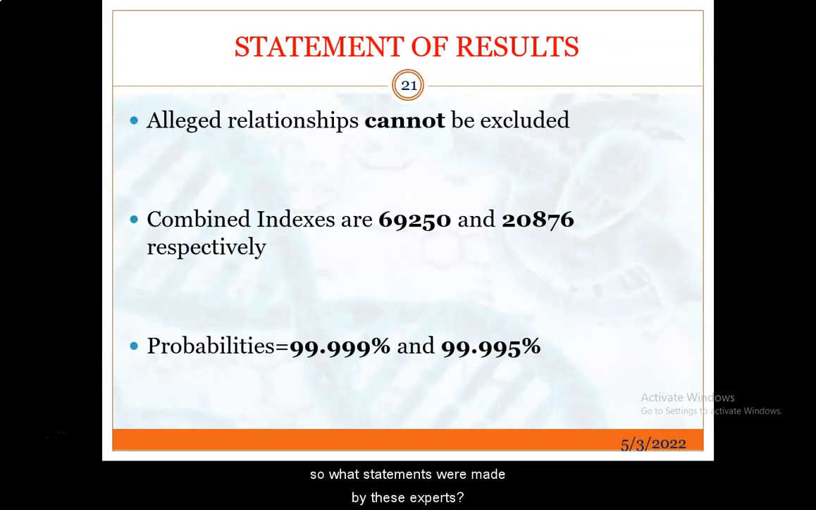So what statements were made by these experts? They concluded that the alleged relationships cannot be excluded. That is, what they were suspecting, that the sample that they got from the crime scene could be that of the missing woman. They were able to establish that using DNA technology.